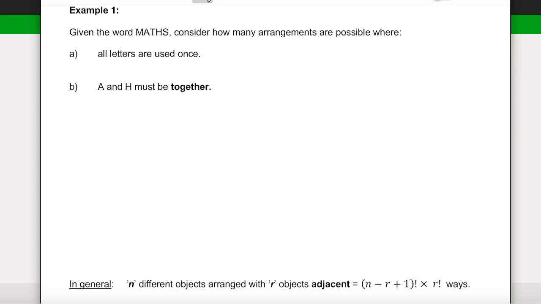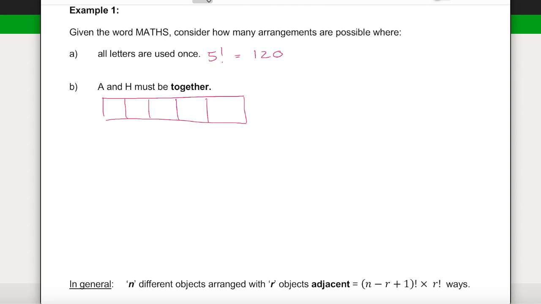So we know that if we consider all letters being used once with no restrictions, then we have 5 factorial ways of arranging these letters. So that will be 120 ways. However, how many arrangements would be possible if the letters A and H must be together? So what we want to consider, if we go back to our little rectangle with our 5 spaces, we want A and H to be together.